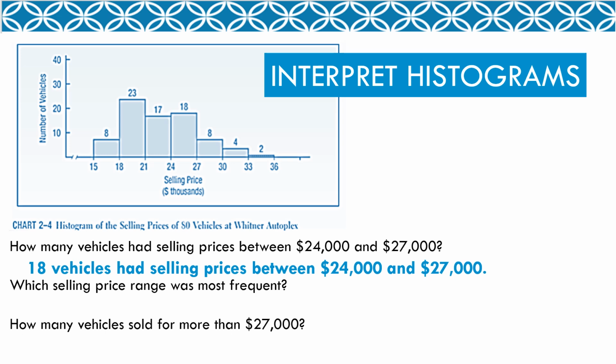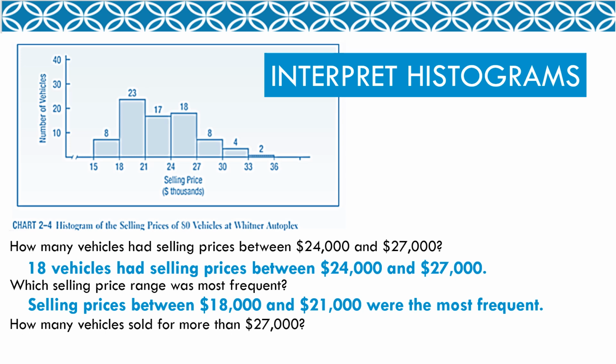Which selling price range was most frequent? So the highest frequency, 23. That's between 18,000 and 21,000. And how many vehicles sold for more than $27,000? So we need to add or total up the frequencies for those top 3 classes, because those would be more than 27,000.